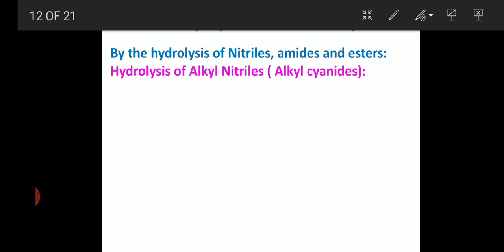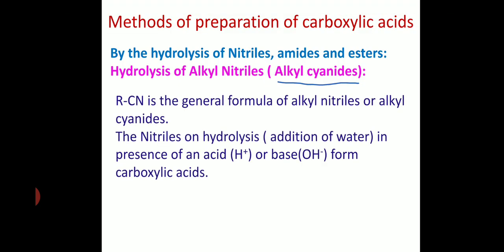Hydrolysis of alkyl nitriles. Alkyl nitriles are nothing but alkyl cyanides. What is cyanide? CN, carbon, nitrogen. CN is cyanide, that is called alkyl cyanide if RCN is present. How? RCN is the general formula of alkyl nitriles or alkyl cyanides.